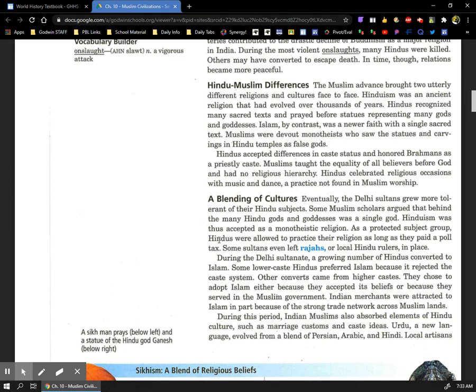During this period, Indian Muslims also absorbed elements of Hindu culture, such as marriage customs and caste ideas. Urdu, a new language, evolved from a blend of Persian, Arabic, and Hindi.